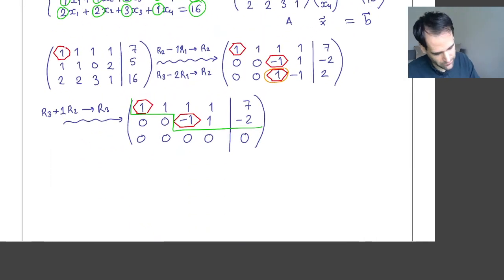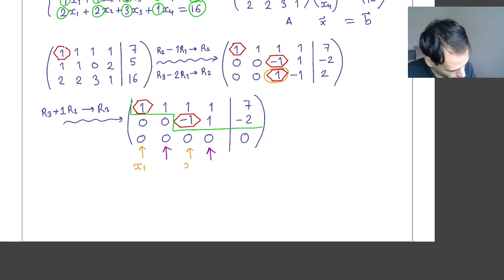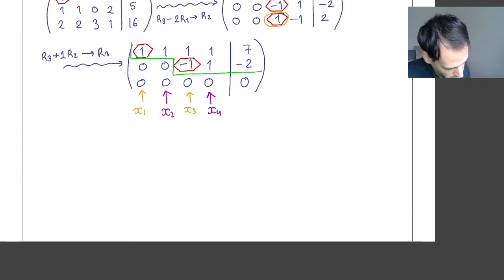Why is that? Because we have two columns that do not have pivots. Yeah? Those two columns don't have a pivot. Remember, each column is associated with a variable. And the first step in this case 3 is that columns that don't have pivots correspond to variables that are free variables.